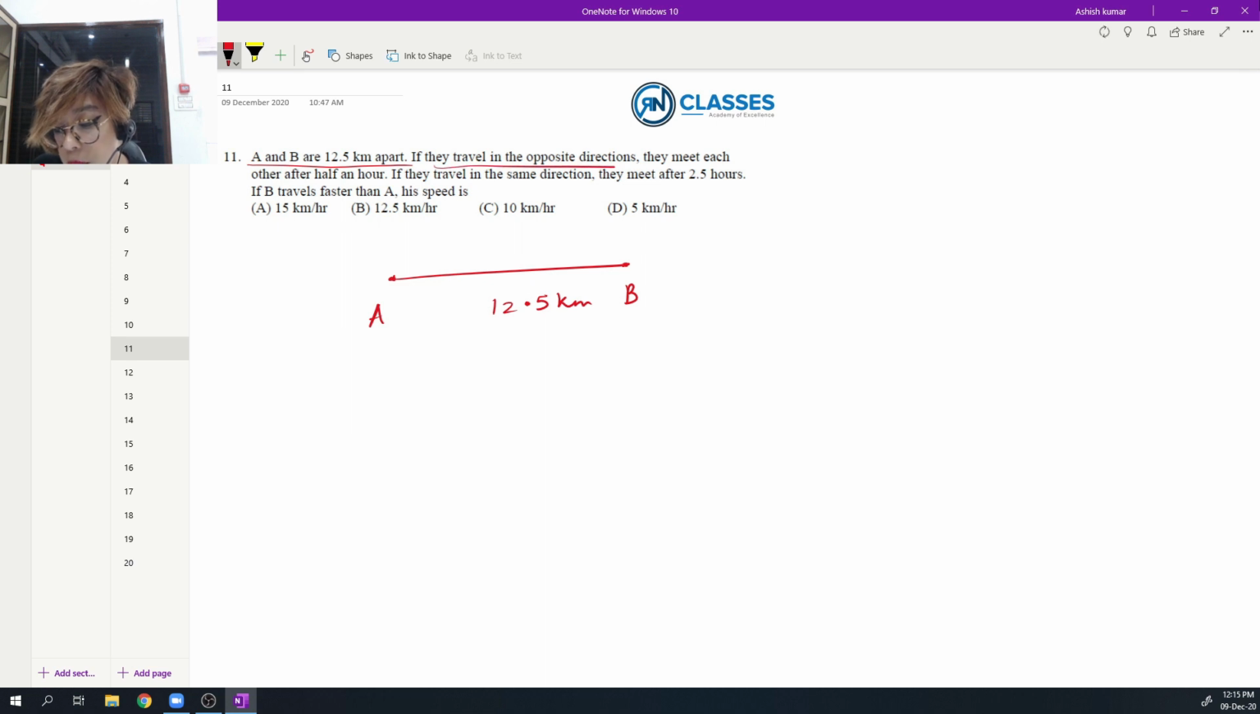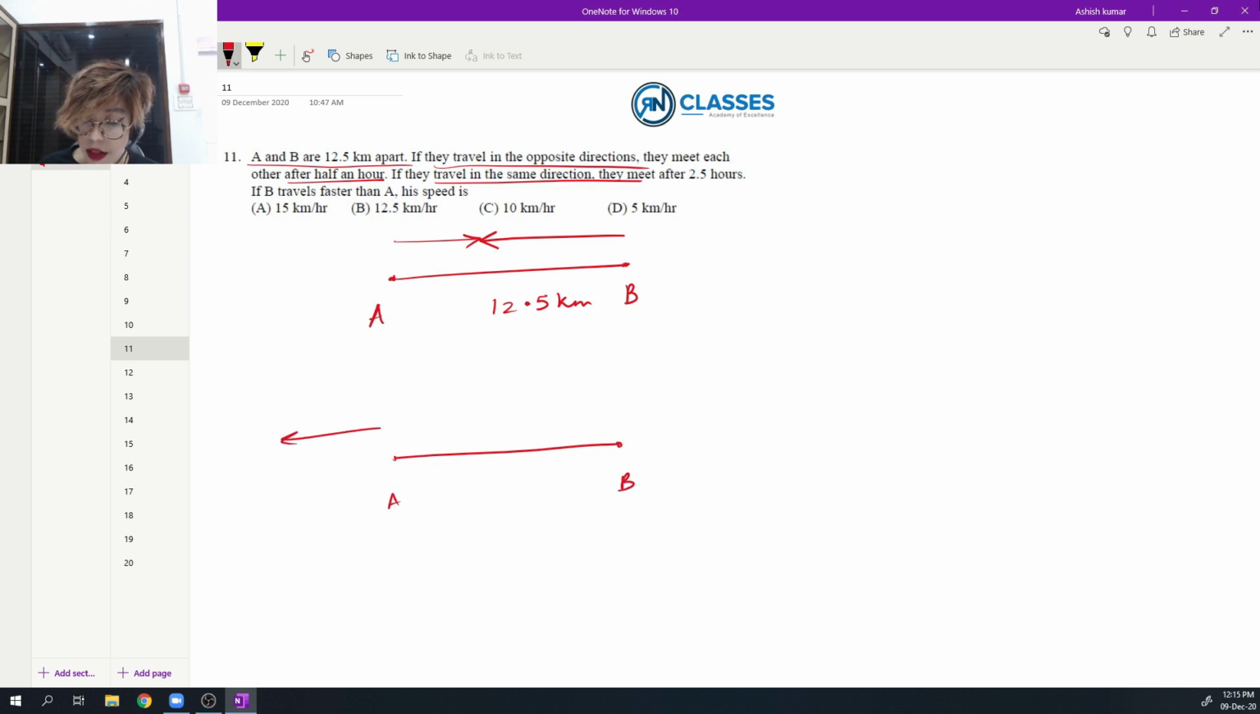If they travel in opposite directions, so suppose this travels here, in this direction, and this B travels in this direction, they meet after half an hour, right? Okay, and if they travel in the same direction, so A and B initially here, suppose A is traveling in this direction, so B will also travel in this direction. They will meet after 2.5 hours. If B travels faster than A, then his speed is, let's take this speed as x, and this speed as y, right? Now obviously he gave me a condition on time, so let's use time.